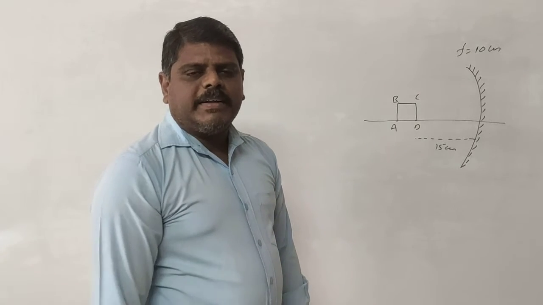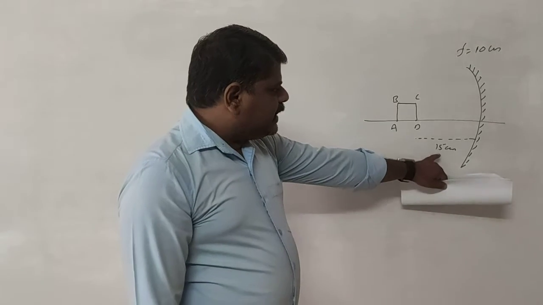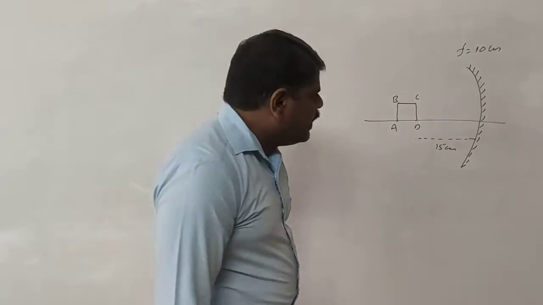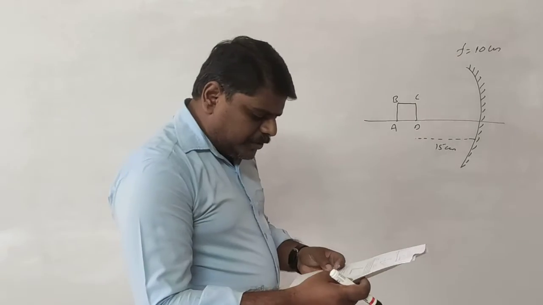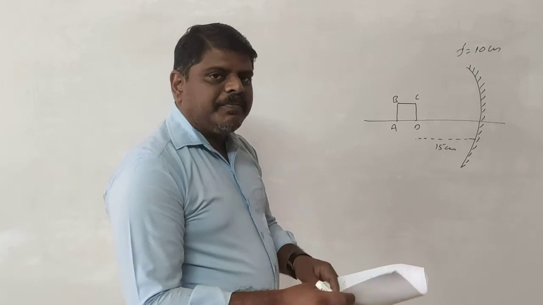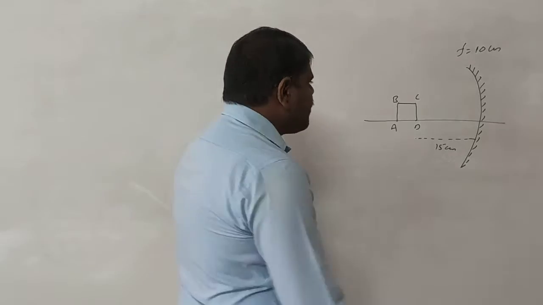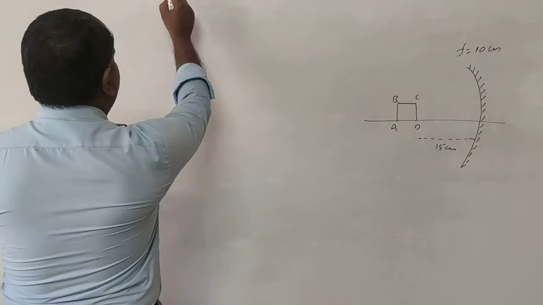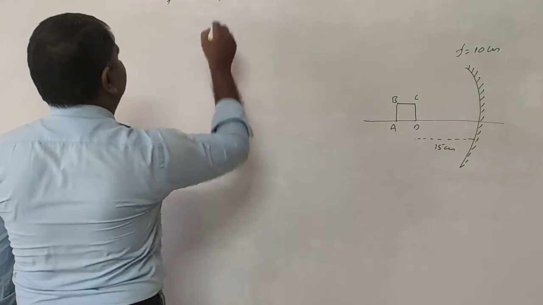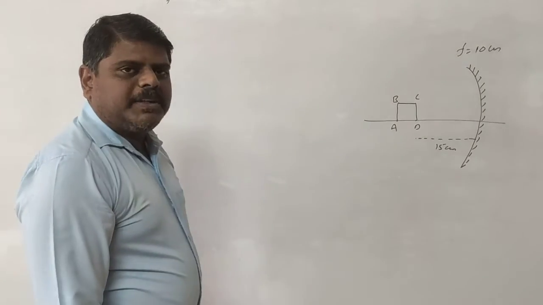Let us find out what the image distance is here. The object is at a distance of 15 centimeters. That means the image distance we have to find out. To find the image distance, we are going to use the mirror equation. The equation is 1 by f is equal to 1 by v plus 1 by u.